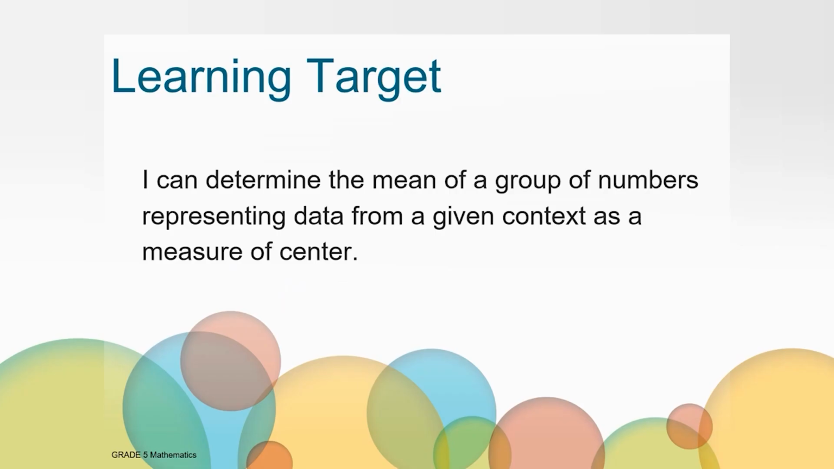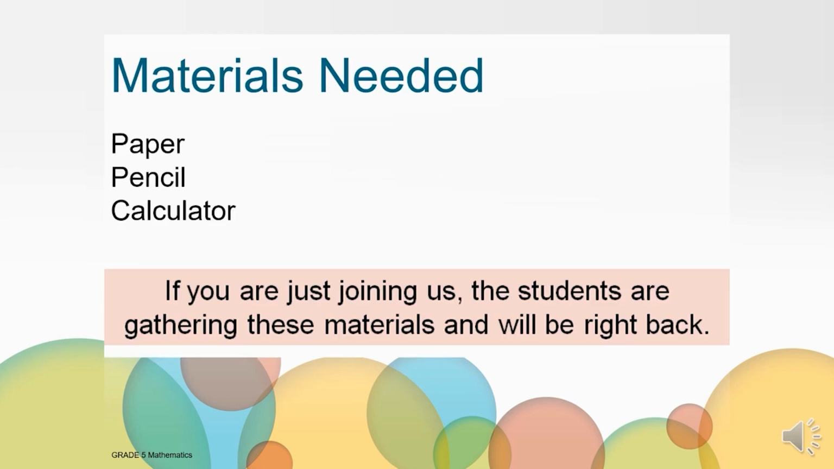By the end of today's lesson, you should be able to determine the mean of a group of numbers representing data from a given context as a measure of center. You will need some paper, something to write with, and a calculator. You can use a handheld calculator or one on the computer or even on a cell phone. Any simple calculator will do. Go ahead and gather your materials and come right back.